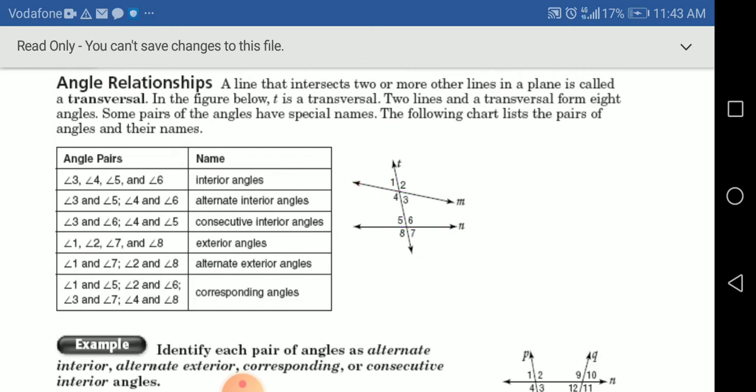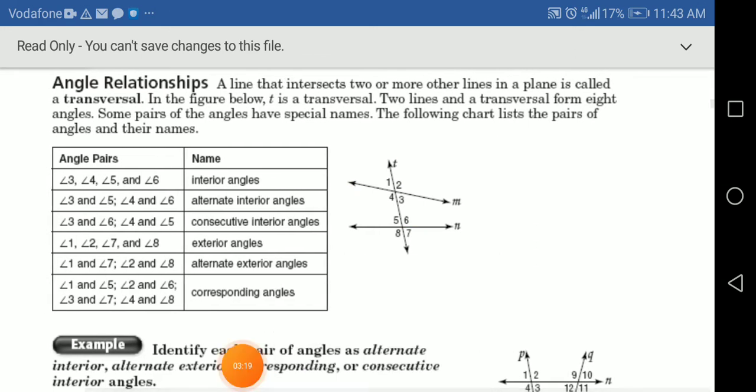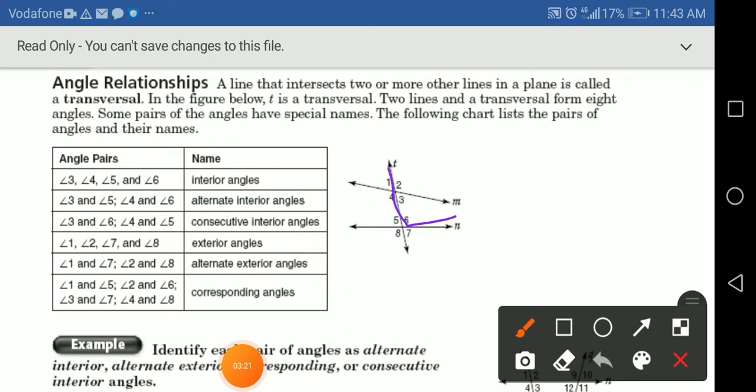What about the corresponding angles? 1 and 5. Where's 1 and 5, guys? Remember, corresponding, the letter F here. And I have also 2 and 6. Can you see 2 and 6? They are corresponding, letter F here. Let's clear and make it again. Letter F, 2 and 6. Can you see it clearly?